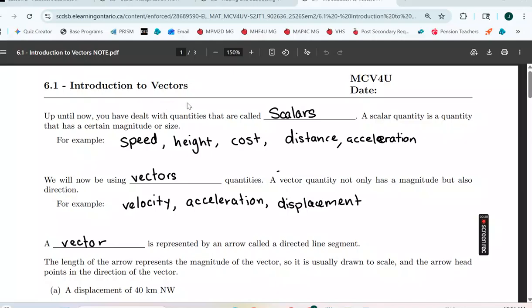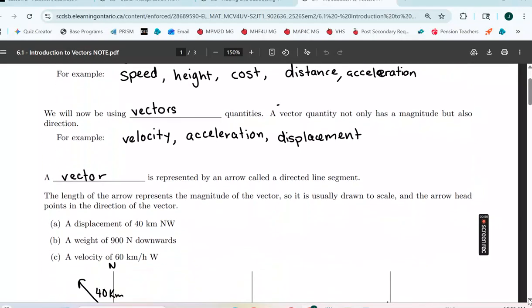Well, let's find out. Just to be clear, in this course it's not going to feel like it's connected to calculus at all. Those connections will be made later on in university, but not in this course. So up until now you have dealt with quantities that are called scalars. A scalar is just anything that has a magnitude or size. So speed, for example, height, cost of something, distance, acceleration, those are all examples of scalar values.